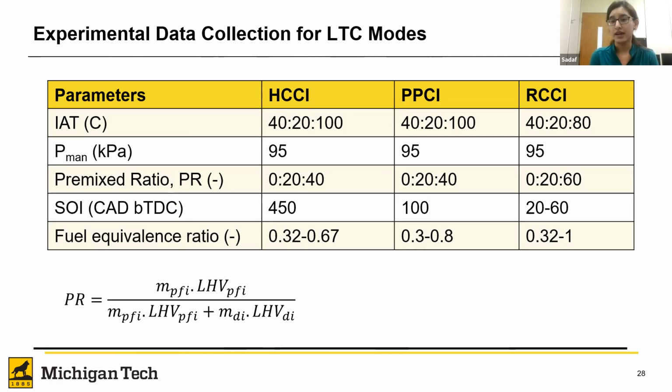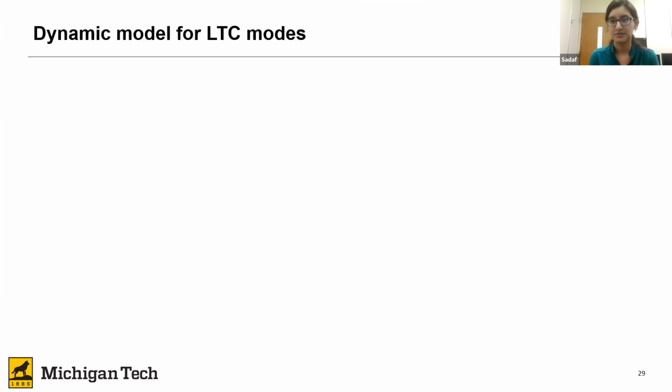Premix ratio is defined as the ratio of the product of mass of fuel injected via port fuel injector and its corresponding lower heating value to the sum of the product of mass of fuel injected via port fuel injector and direct injector and their corresponding lower heating values. Start of injection for HCCI and PPCI were kept constant. However, for RCCI, it was varied. Fuel equivalence ratio is also varied. All the LTC modes are achieved under lean conditions, as you can see. Next slide.